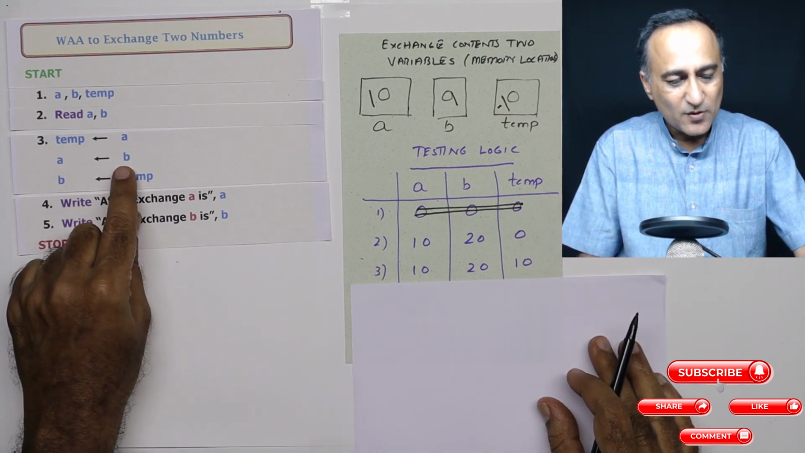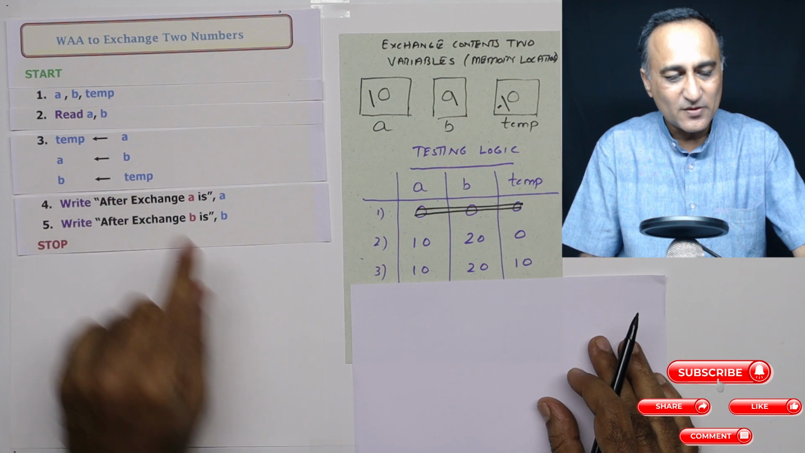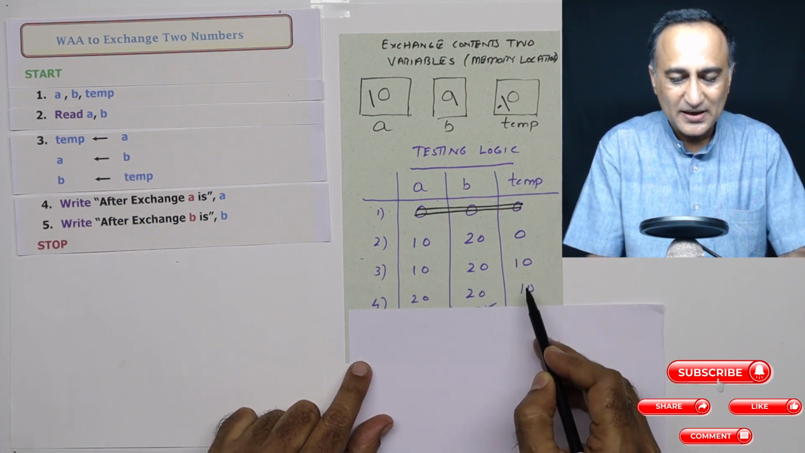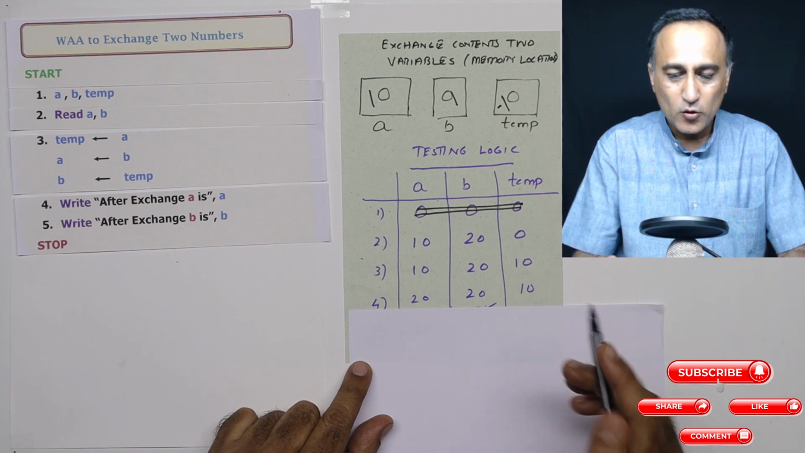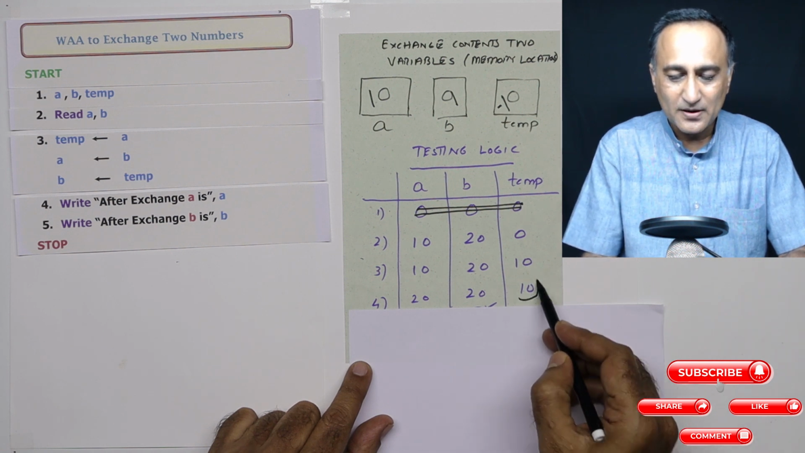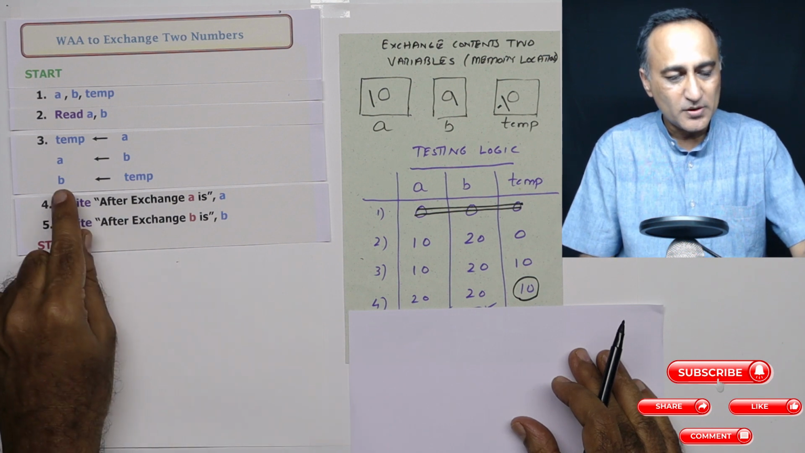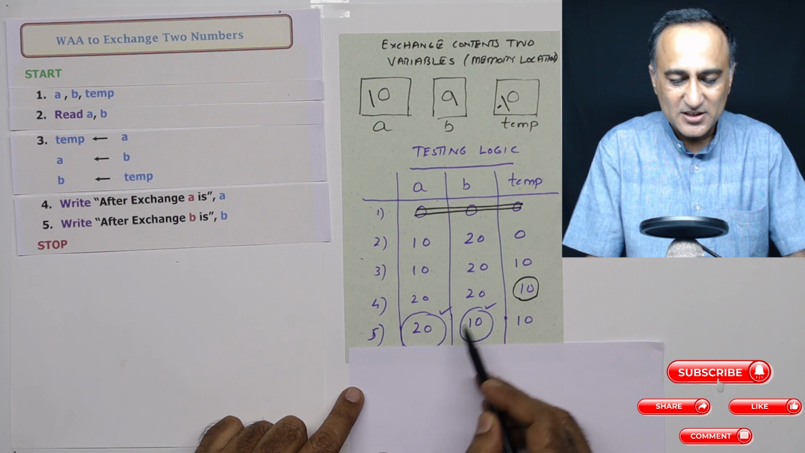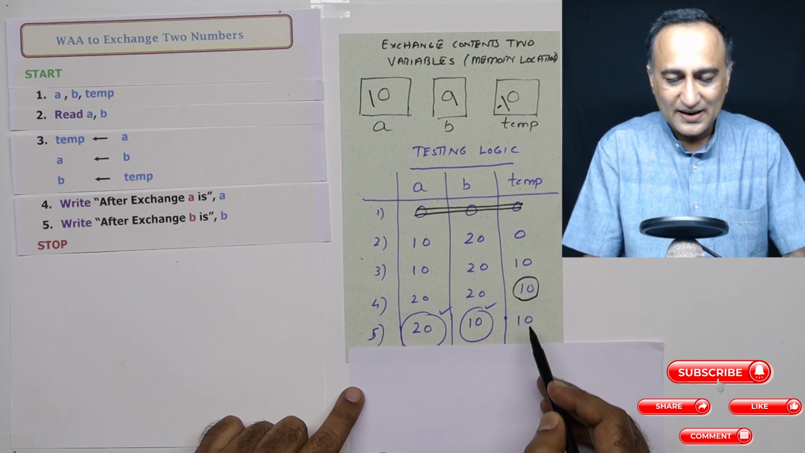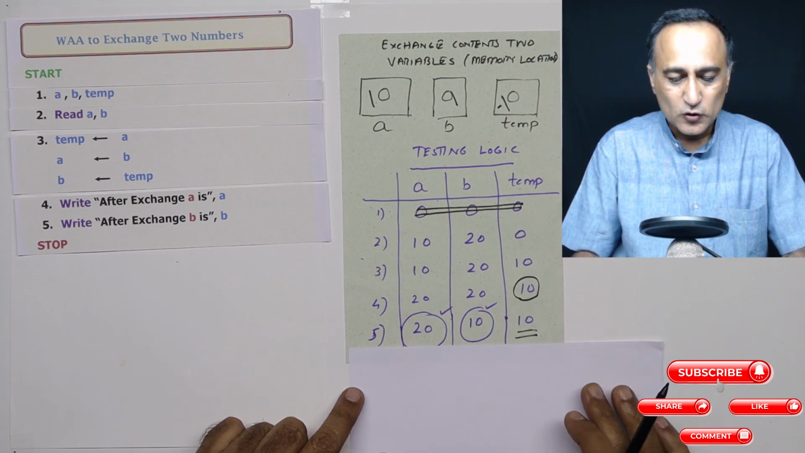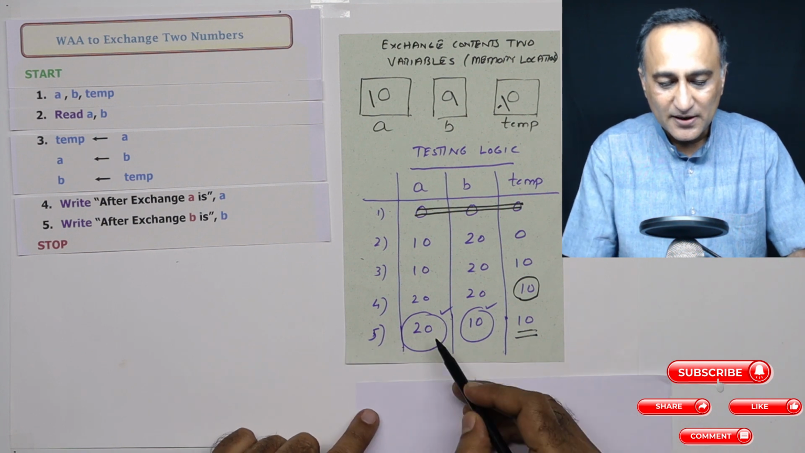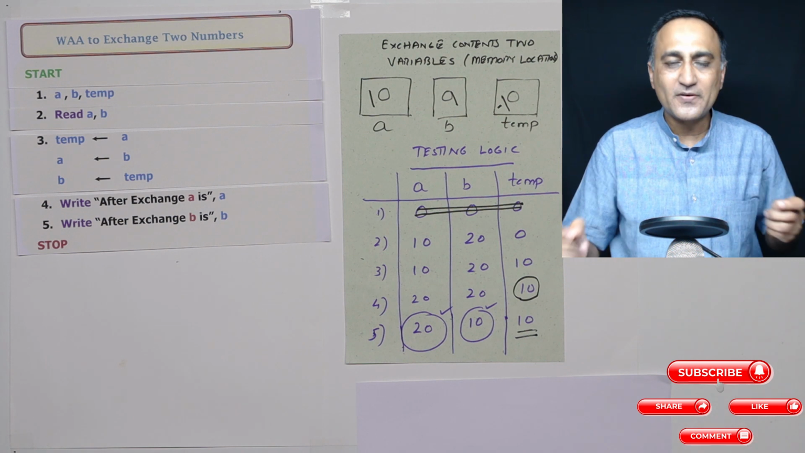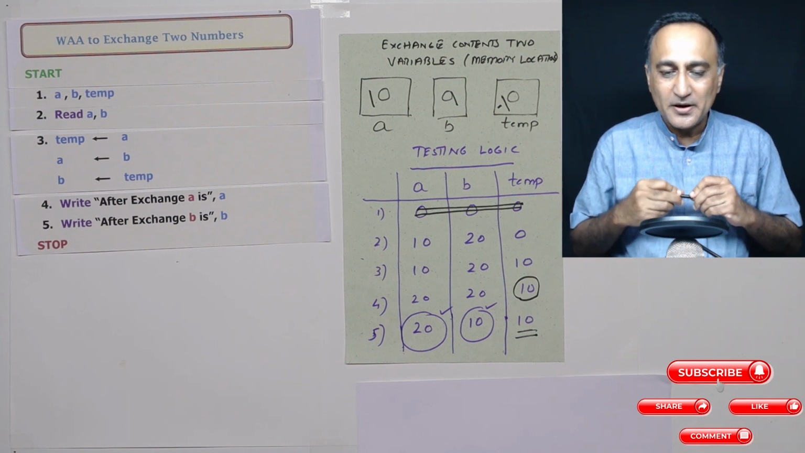Now A is assigned the value of B. That means A gets the value of B. So what is A now? A is also 20, B is 20, temp remains 10. You are okay because the value of A is kept here as a copy. Now you will say B is assigned the value of temp. At this point A doesn't change, B becomes 10 and temp remains as it is. So now if you print the value of A and B, A is 20, B is 10. So this is one way of exchanging two numbers using a temporary variable.